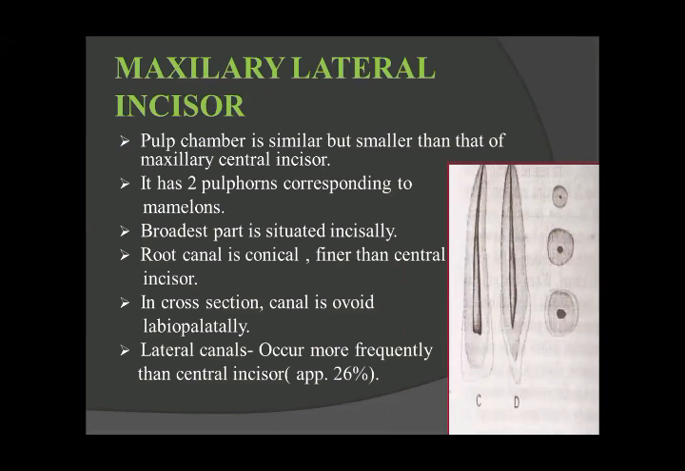Next is the maxillary lateral incisor. The pulp chamber is similar to, but smaller than, that of the maxillary central incisor. It has two pulp horns corresponding to mamelons. The broadest part is situated incisally. The root canal is conical, finer than the central incisor. In cross section, the canal is ovate labiopalatally. Lateral canals occur more frequently than in central incisors, approximately 26%.